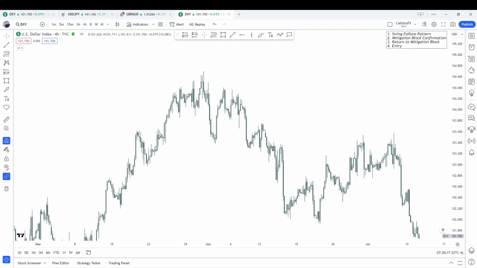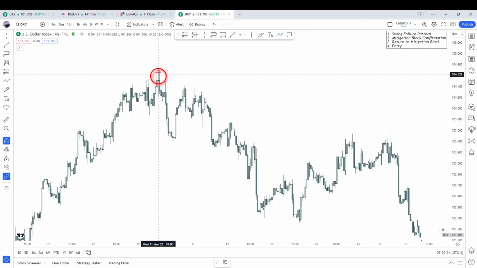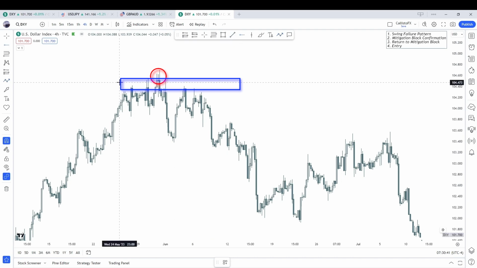Let's look at our real life chart examples. Let's take a look at the bearish scenario. I have a few pointers on the top right, so it will be number 1, our swing failure pattern, number 2, our mitigation block confirmation, number 3, return to the mitigation block, and lastly, our entry. So right here, we have this swing high at a point of resistance. This will be our resistance zone over here, and we have this swing high.